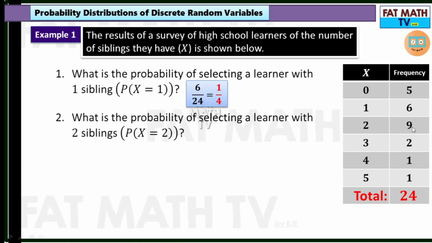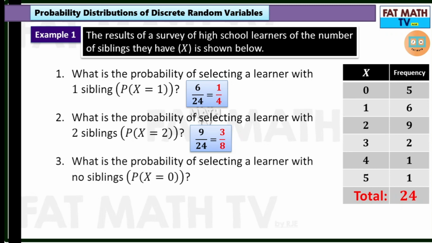Number 2. What is the probability of selecting a learner with 2 siblings? So 2 siblings, the frequency is 9. So the answer is 9 out of 24. 9 over 24, you can simplify this by dividing both the numerator and denominator by 3. 9 divided by 3 is 3. 24 divided by 3 is 8. So the simplest form of 9 over 24 is 3/8. So the probability of selecting a learner with 2 siblings is 3/8.